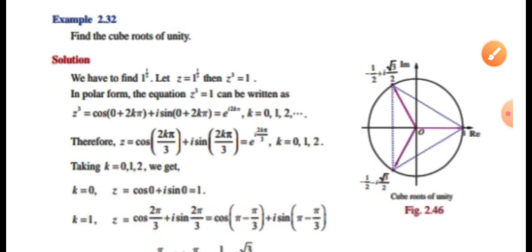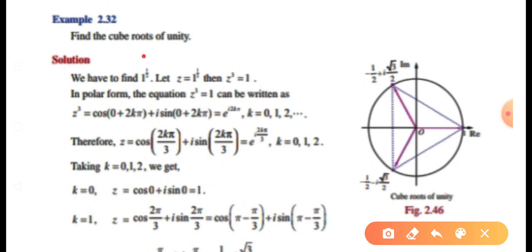Find the cube roots of unity. We have to find 1 power 1 by 3. Let z equal to 1 power 1 by 3. Then z cube equal to 1.